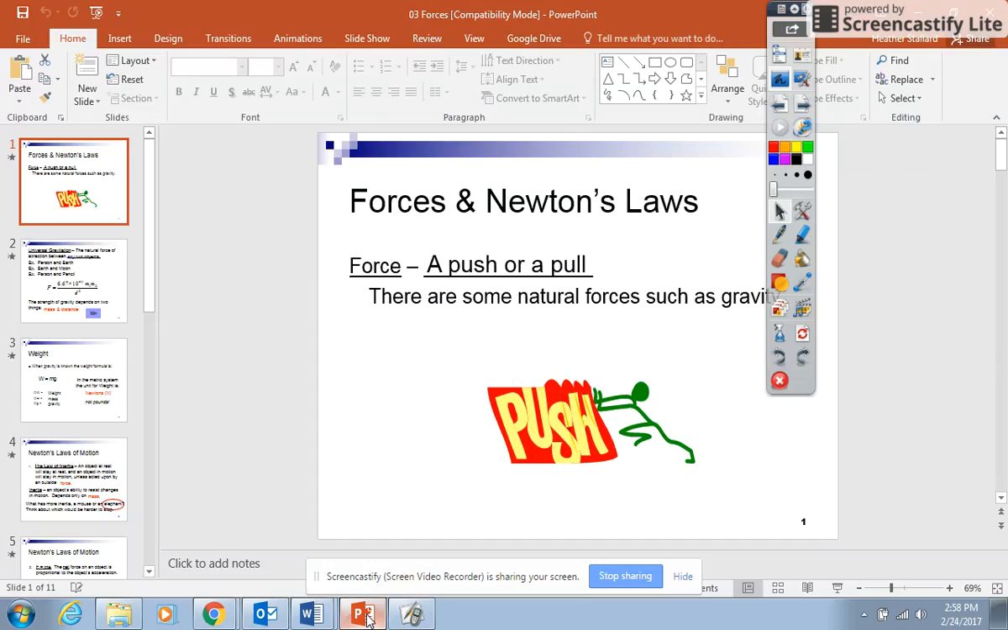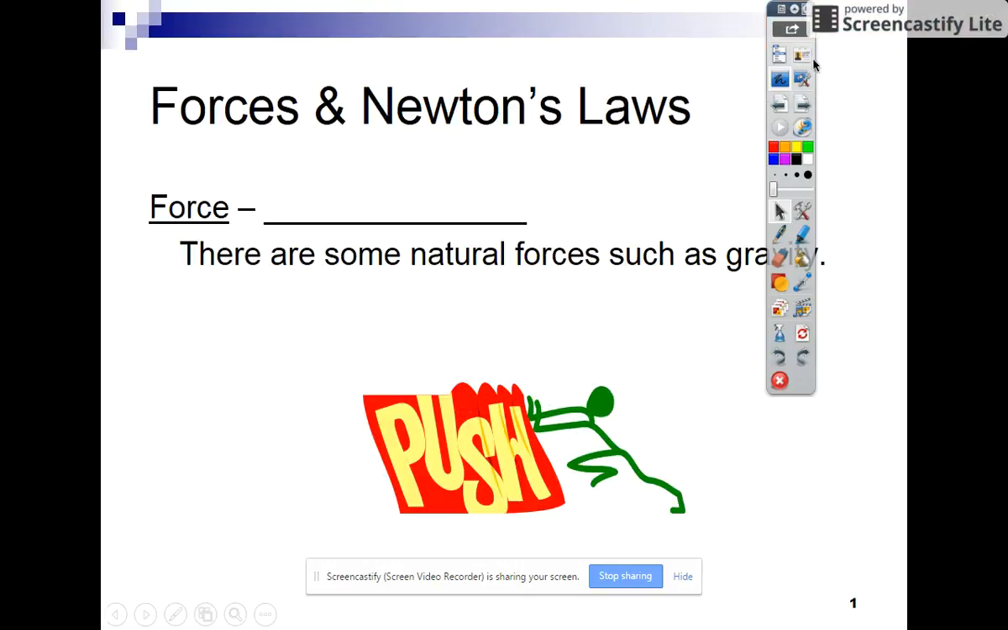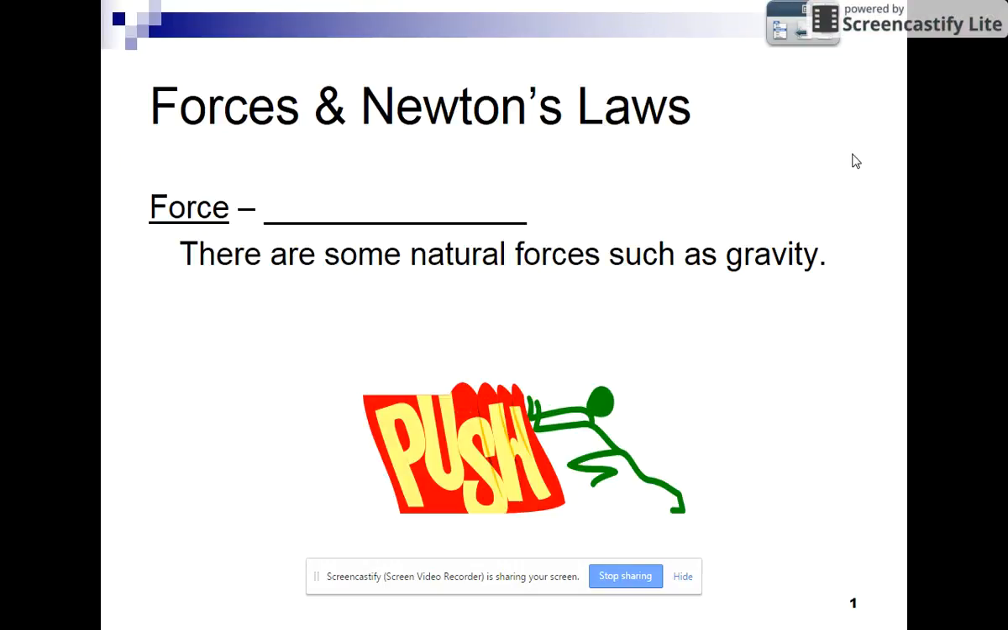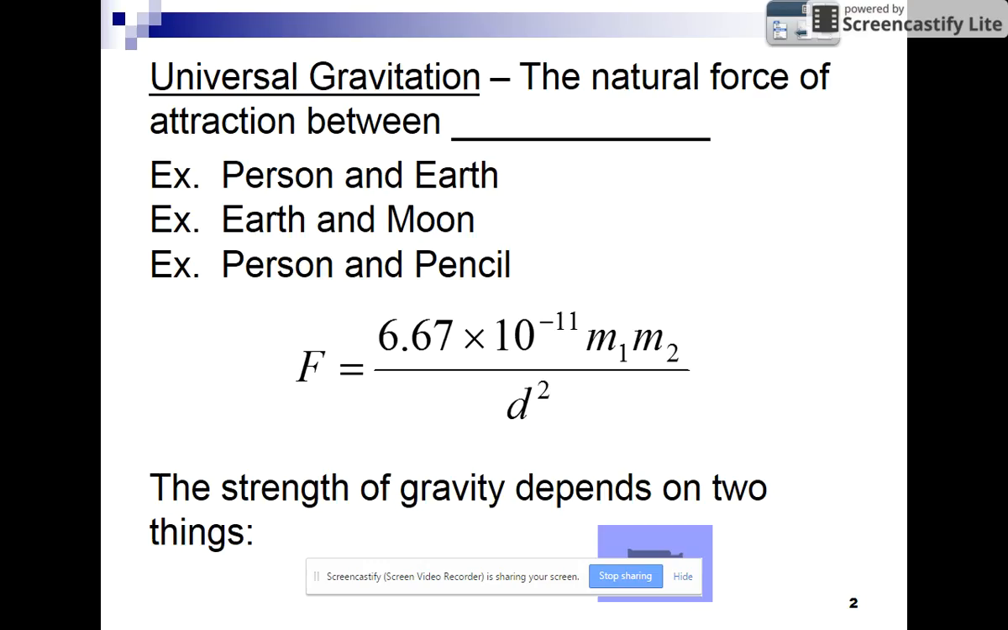Okay, so today I want to talk to you guys about forces and Newton's laws. So the first thing here is just talking about the definition of a force. A force is simply just a push or a pull. Hopefully, you guys understand that you do have natural forces out there, such as gravity. Gravity, of course, is what pulls us down to the earth so we don't go floating off into space.